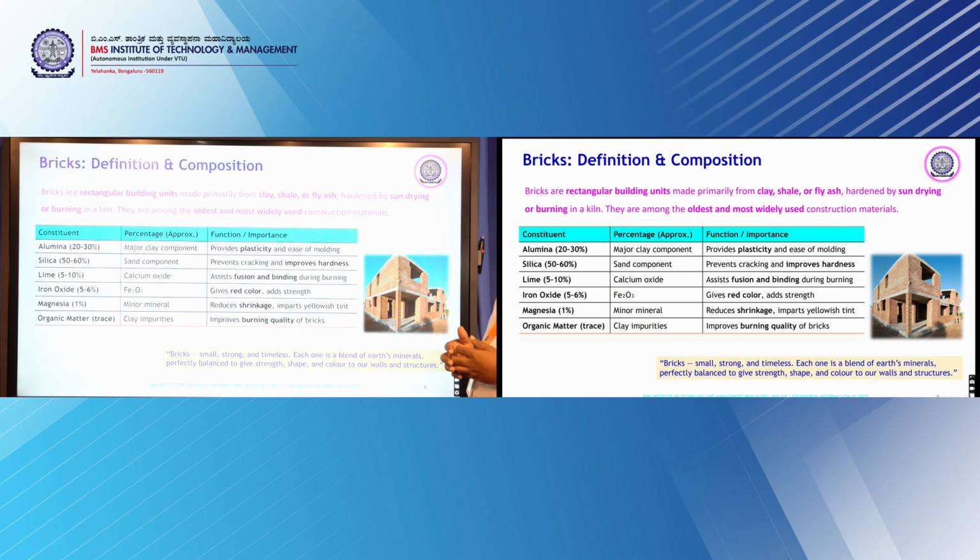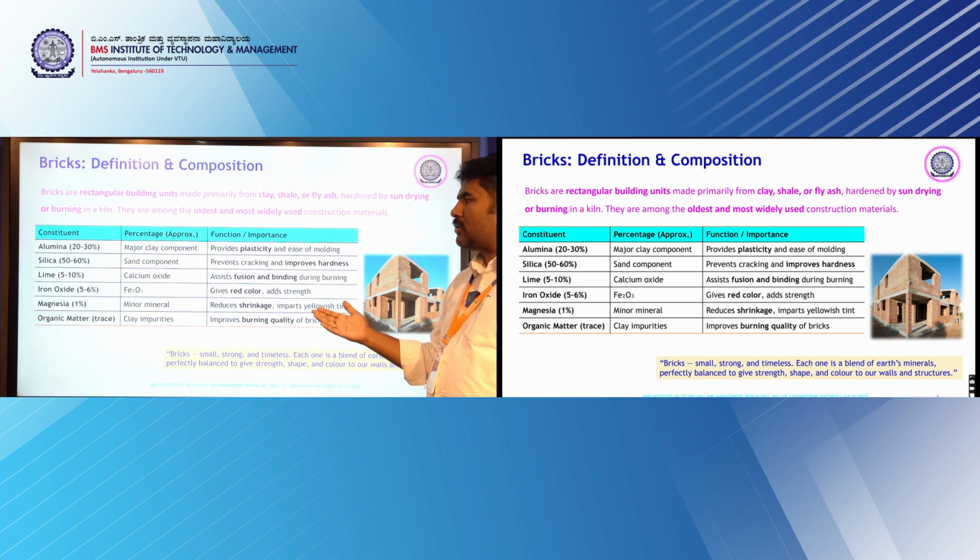We can see different bricks in the upcoming sections, but this is one of the first forms where man has made a block for himself to build. This is the first man-made thing to make a block and then build. We can evolve like that. Now you can see the percentages of alumina, silica, lime, iron oxide, magnesia and organic matter that are present.